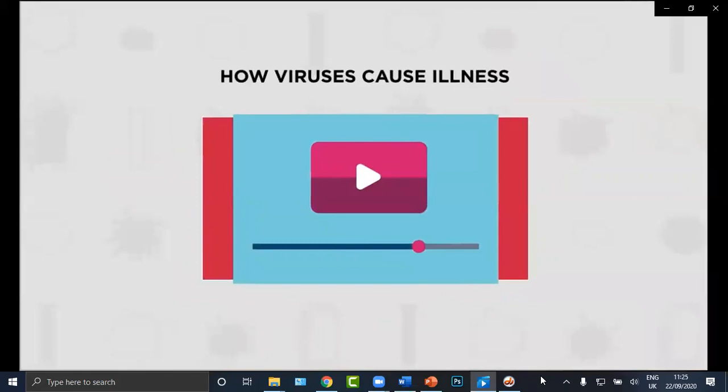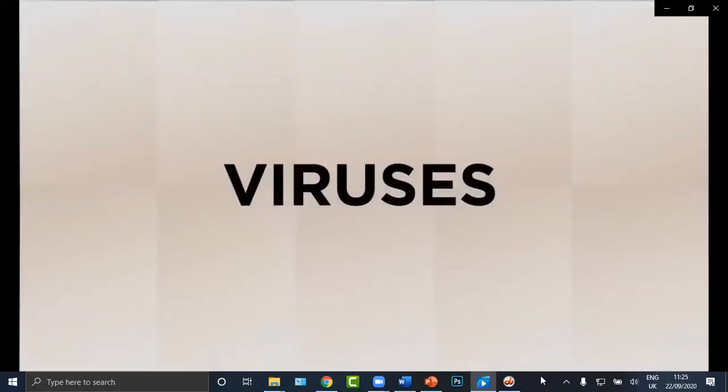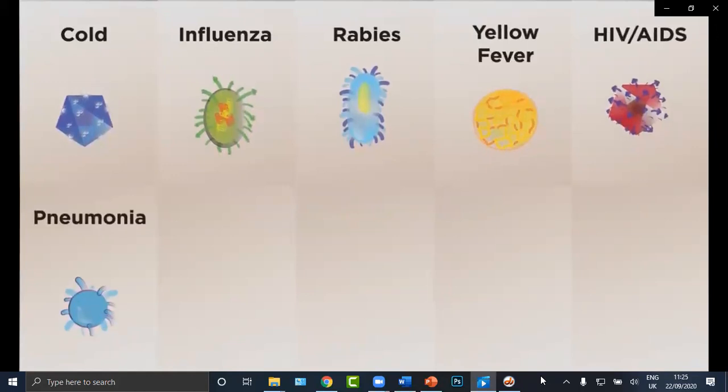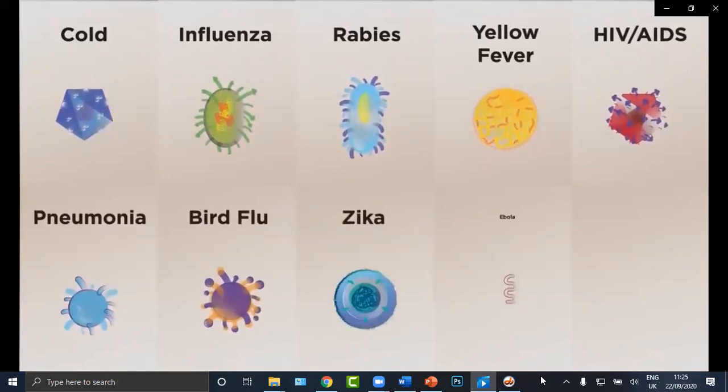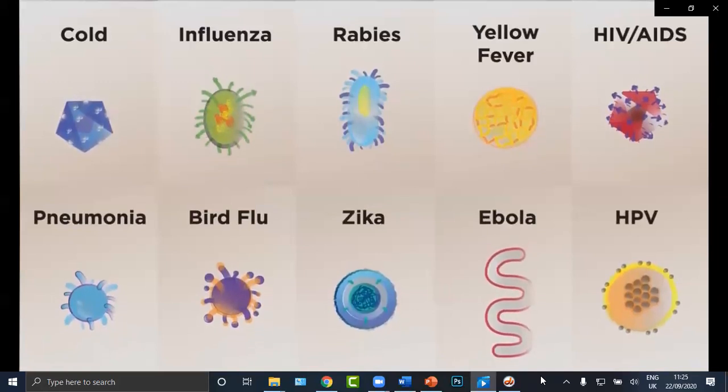There are actually two different ways in which a virus attacks the host cell, which we'll look at in more detail in this video. Viruses cause many human diseases, including colds, influenza, rabies, yellow fever, HIV or AIDS, pneumonia, bird flu, Zika, Ebola, and the cancer-causing HPV.